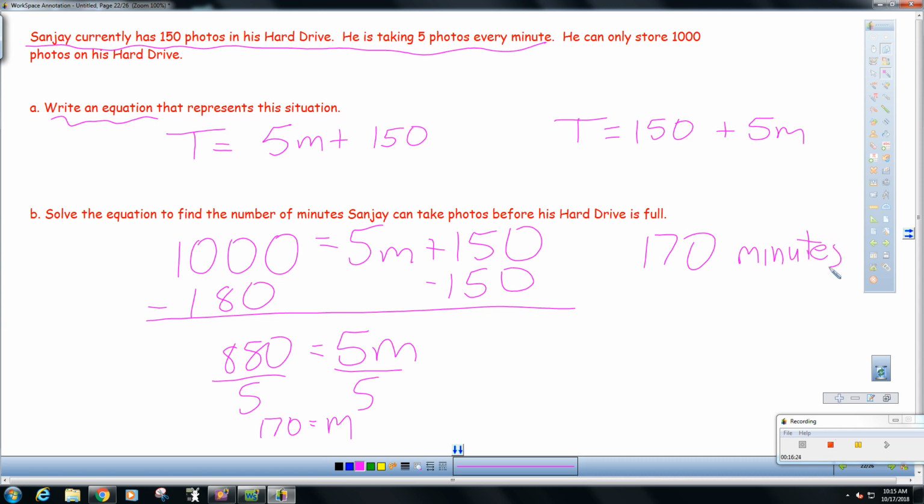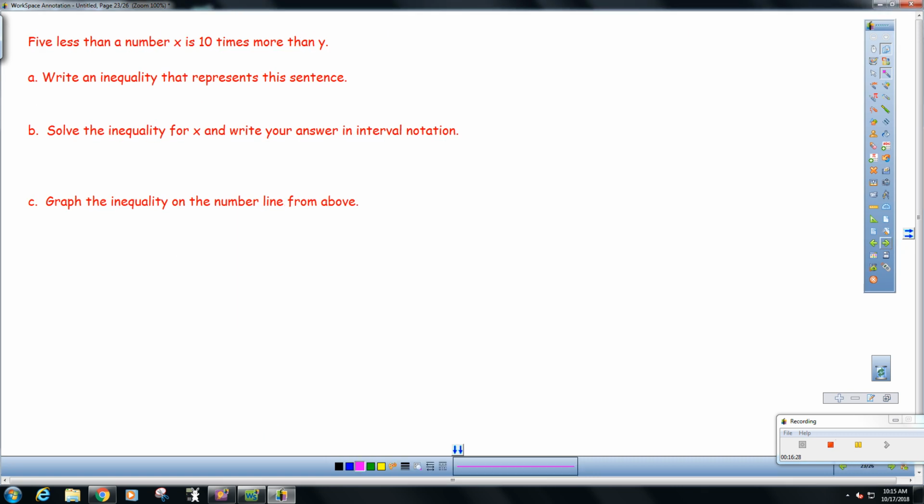Okay? Last question on the review. 5 less than a number, X, is 10 times more than Y. Time out. I didn't like the way I wrote that question. I was in a rush. Let's read it again, because it's changed amazingly. 5 less than a number X is at least 10 times Y.